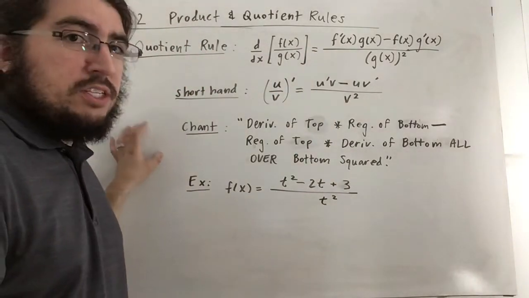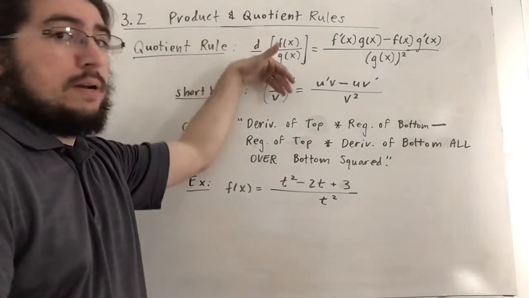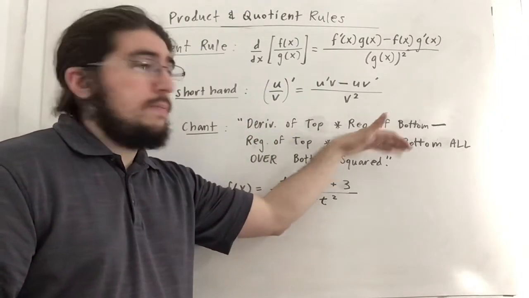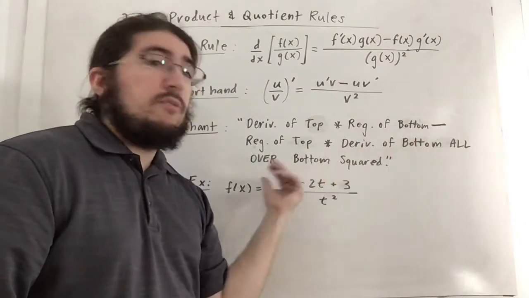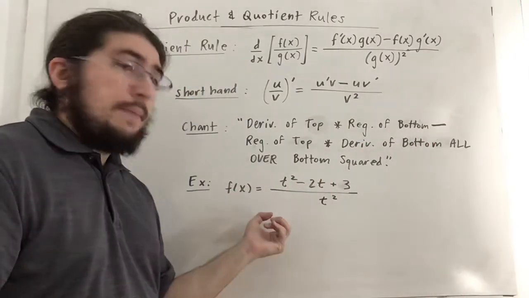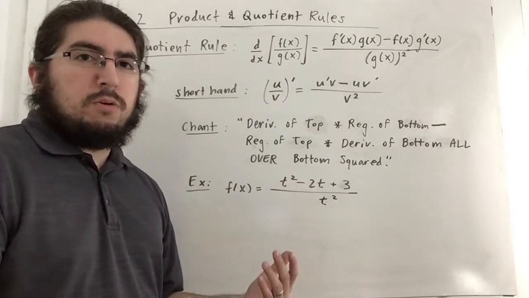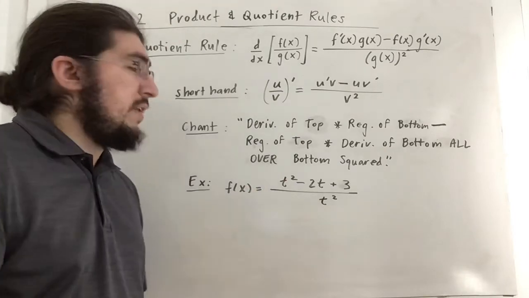And I say for the quotient rule here, instead of first and second, there's top and bottom. So I say the following. Derivative of the top times regular of the bottom, minus regular of the top times derivative of the bottom, all over the bottom squared. And now, just like we saw with the product rule, we're going to see an example that we could do with a previous method and then compare it to the quotient rule to convince ourselves that it's okay, because I'm not going to be proving it.